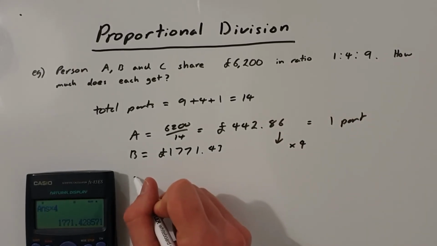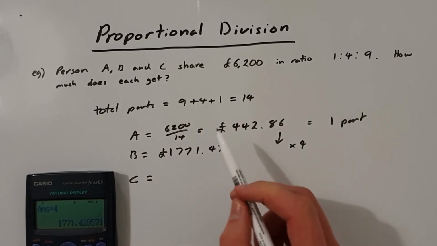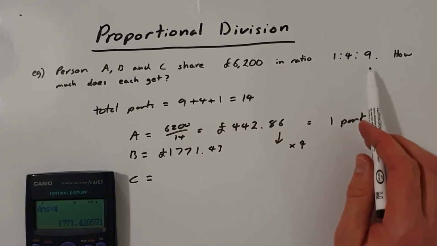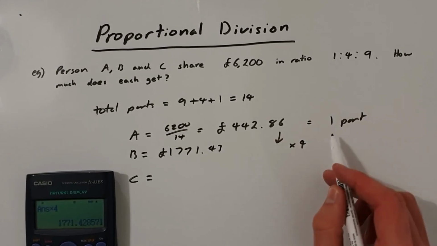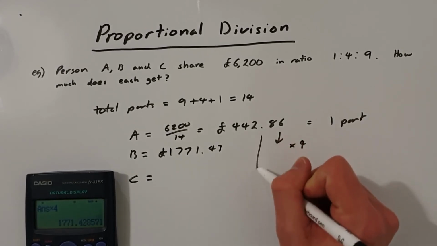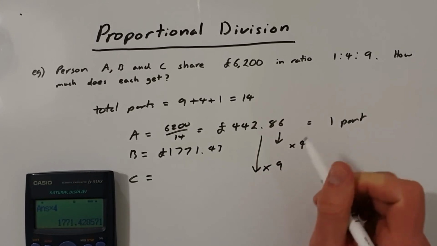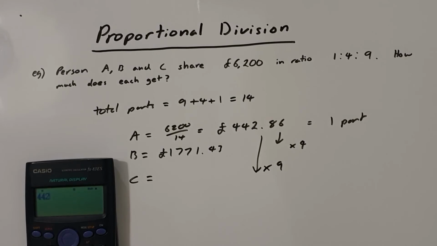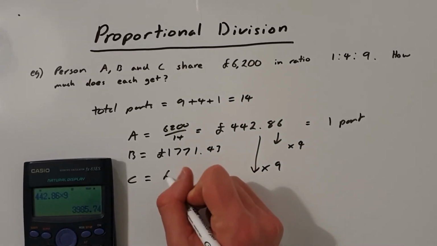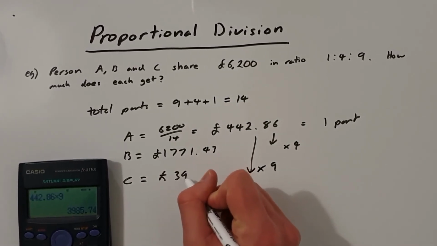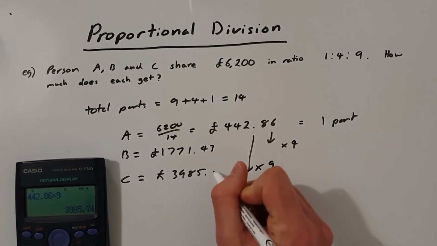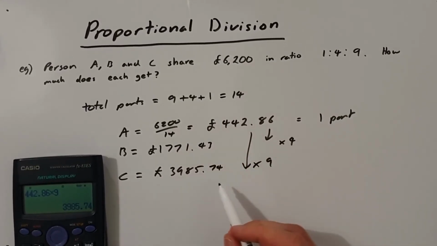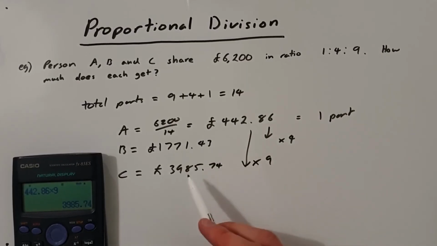Okay, so then now to the last little bit, number C. We know that C gets 9 parts of our total, and we know what 1 part is. So now what we must do to get C is multiply this by 9. Okay, so we take our start again. So we've got 442.86. Multiply this by 9. And that gives us 3,985 and 74 pence. Okay, and those are the answers to our question.